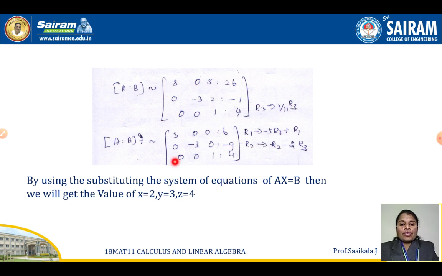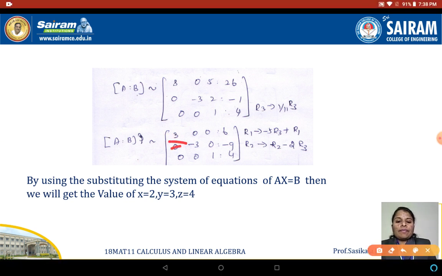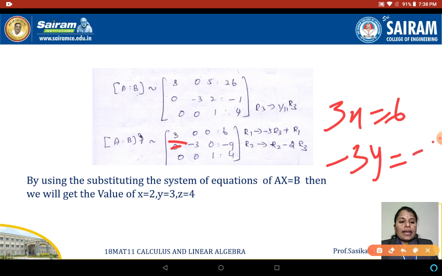Okay, so once you reach this diagonal matrix, these are repeated steps we have written here. So you can see the diagonal matrix. So what you will get, you can go with the substitution method. So what you can substitute, first one 3x, right? From the first one 3x is equal to 6, and second one minus 3y, because x is also 0, z is also 0, equals minus 9, and the next one z is equal to 4.